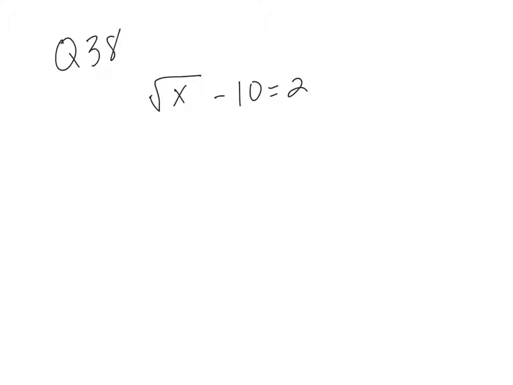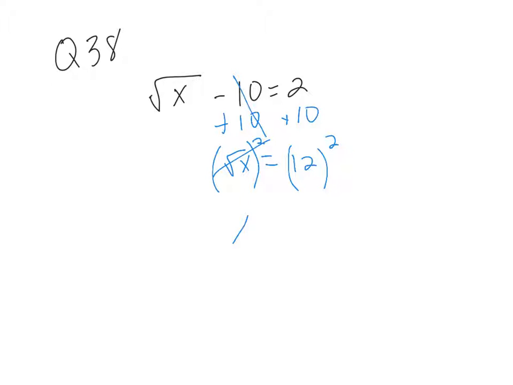Question 38, we're going to solve for x. In order to do that, we want to get x by itself. So we're going to add 10 to both sides. The square root of x equals 2 plus 10 is 12. In order to get rid of a square root, we can square it. So we're going to square both sides. This will cancel out the square root. X will equal 12 times 12, which is 144.